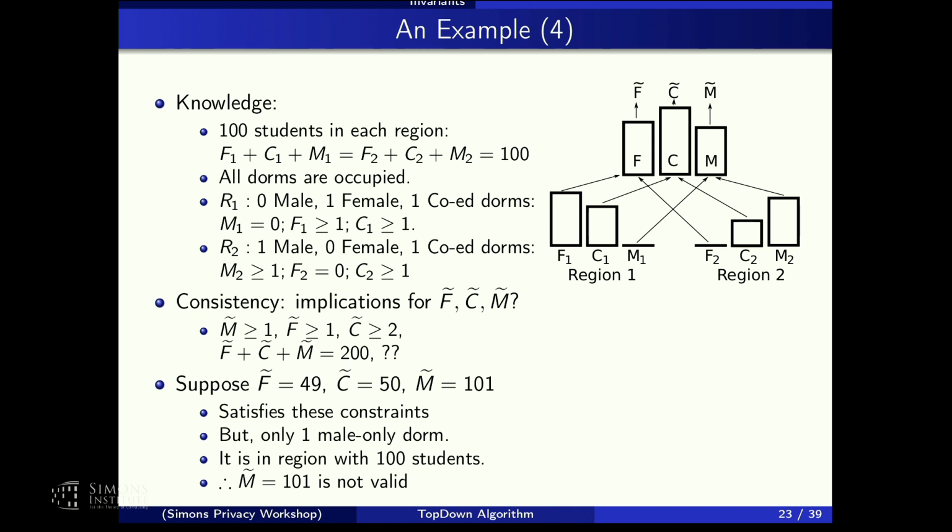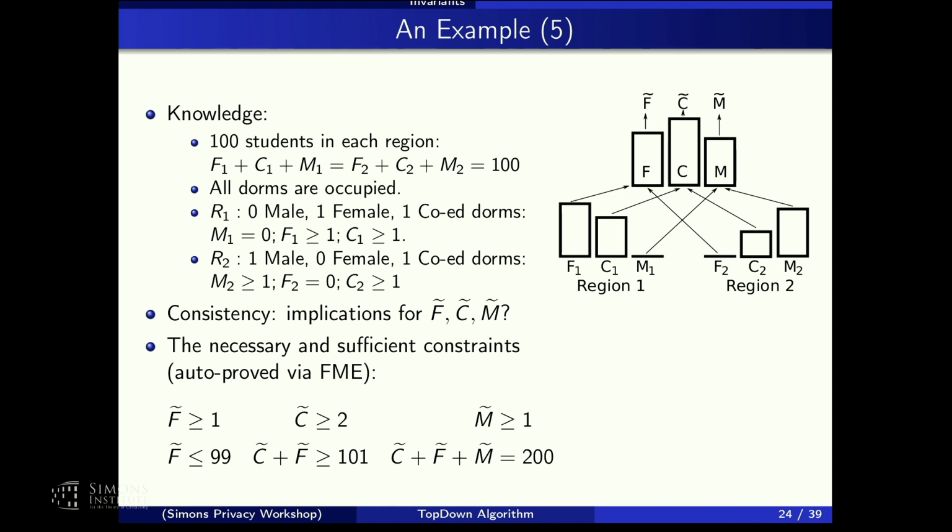And it turns out this is not quite correct. So suppose we had these kind of counts, which satisfy all the constraints listed above. If you think about it, this is incorrect for a subtle reason. There's only one male-only dorm over here. Population of this region is 100. And so we cannot have 101 people living in male-only dorms if we want to extend this to be consistent with here. So it's not valid. The reason is that the different constraints interact in ways that are not very nice.